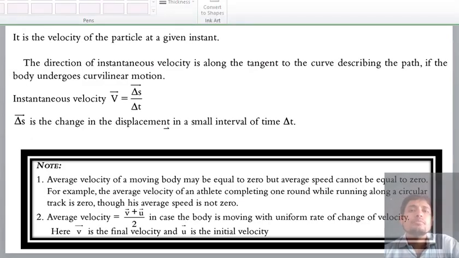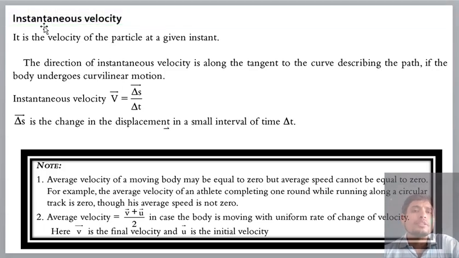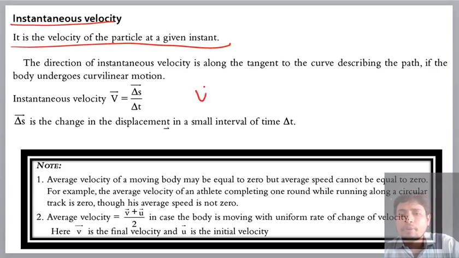Then instantaneous velocity. Okay? It is the velocity of the particle at the given instant. Velocity of any body at the particular instant is called the instantaneous velocity. And its formula will be, since it is a vector quantity, that's why it is written with the vector sign, equal to del S, this is a displacement and it is also a vector quantity, that's why I am writing with the vector sign, upon del T.